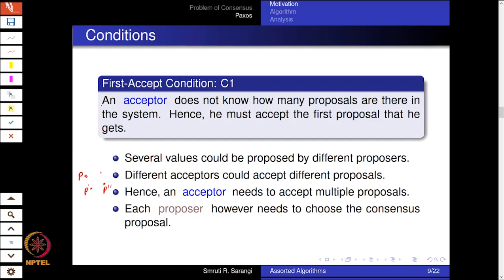But the important point in C1 that I would like to make again is that an acceptor has a very local view, an extremely local view. The first proposal that it gets, it needs to accept, and it also needs to accept many more proposals after that, primarily because other acceptors have accepted many other proposals. So the model that I'm talking about is that you have different proposers that keep proposing, and you have a set of acceptors that would be buffering a subset of the proposals that it gets. And ultimately from this subset, one will be chosen. We will see how.